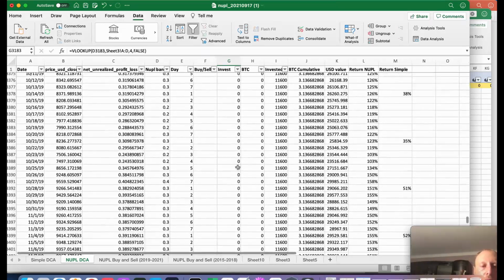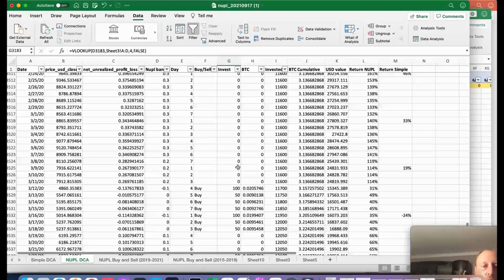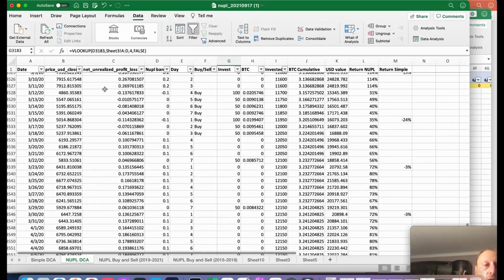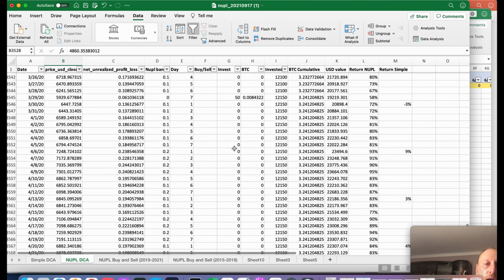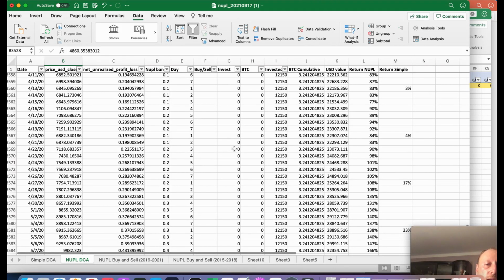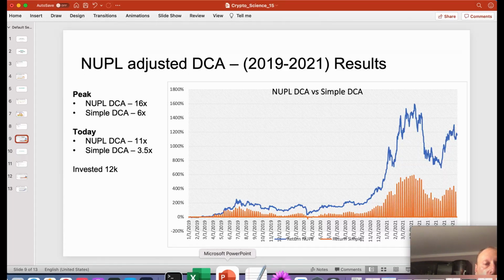Then sometime in, I think, March 2020, we bought a bit more when Bitcoin dropped from 7,900 to 4,800, and that's pretty much it. At that point, we accumulated around 3 Bitcoins. Going back to here, this is the kind of return you see.